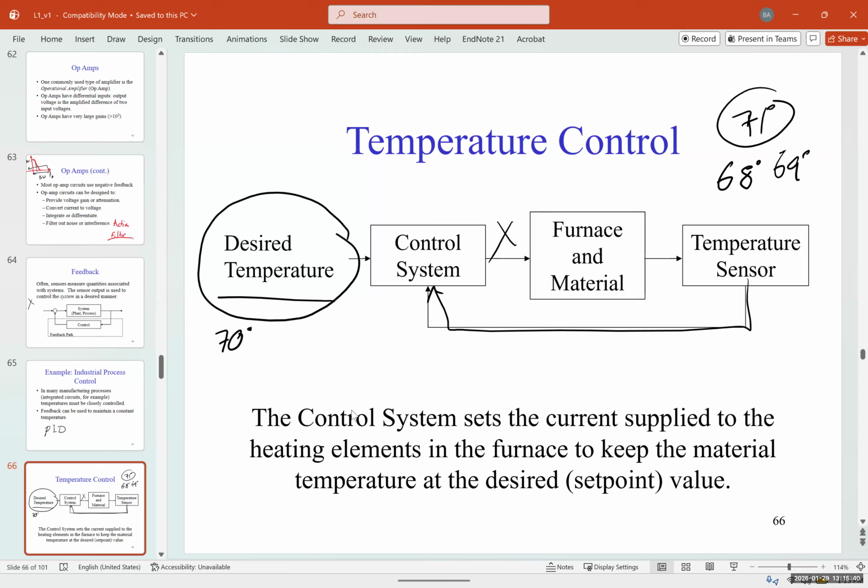And again, you can read faster than I can. The control system sets the current supply to the heating elements in the furnace to keep the material temperature at the desired or set point value.